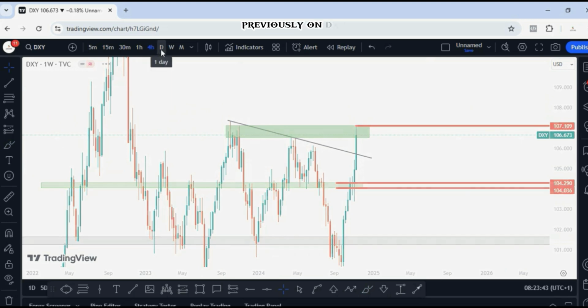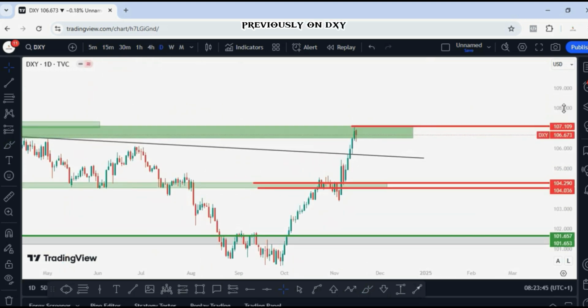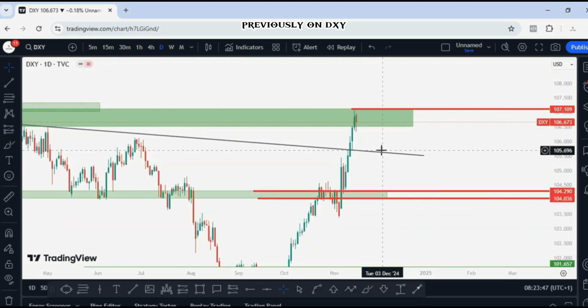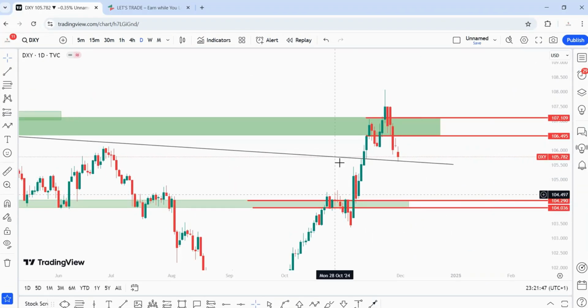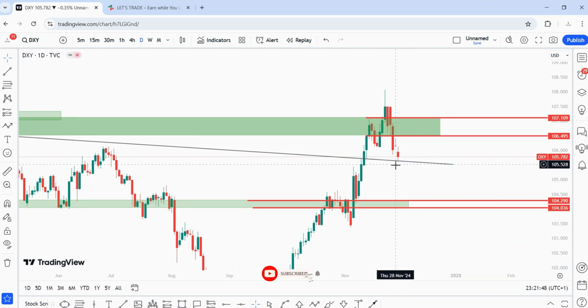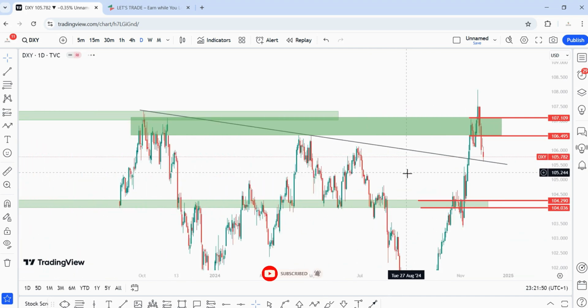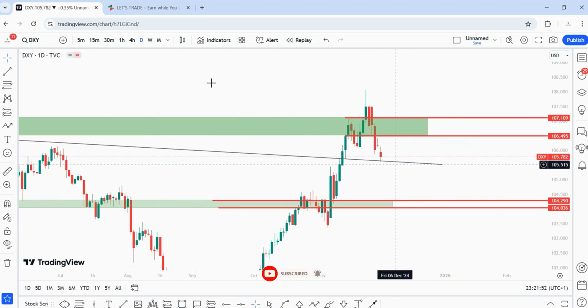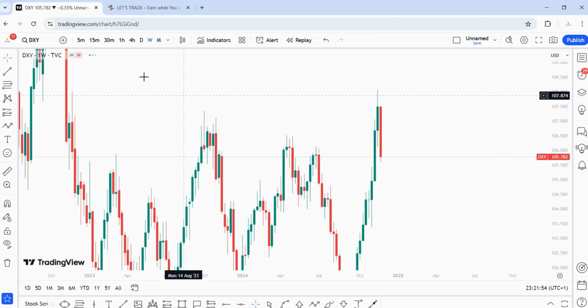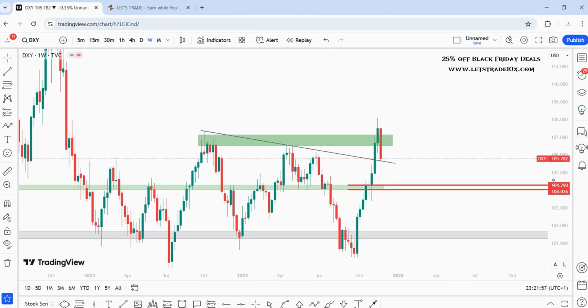So if we go for that initial pullback on DXY, maybe I would like to see it retest this trend line, the outer part of this trend line. Welcome back, guys. So you can see price took its time before dropping into that outer part of that trend line. But with the way we closed for last week, I will still be expecting a bullish month on DXY, but I think for the early part of next month, we are going to be bearish.